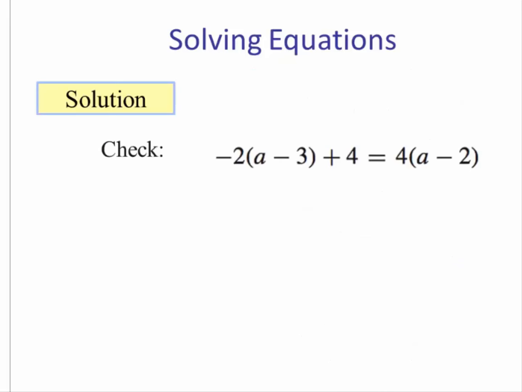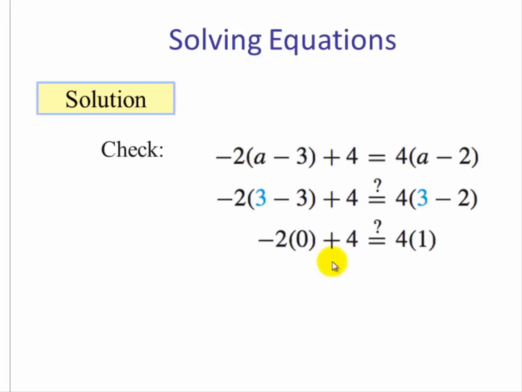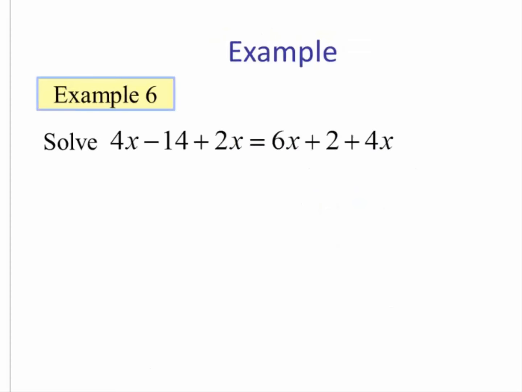To check it, we substitute 3 in for a. Hopefully the left-hand side will equal the right-hand side. Order of operations, 3 minus 3 is 0, times negative 2 is 0, plus 4 is 4, and 3 minus 2 is 1. We're left with 4 equals 4. This is a true statement. 3 is the solution. Example 6.